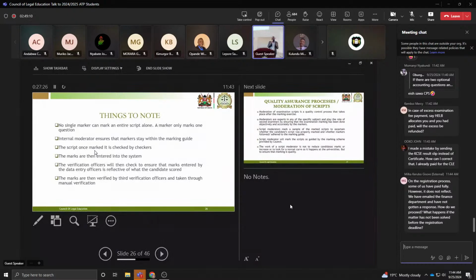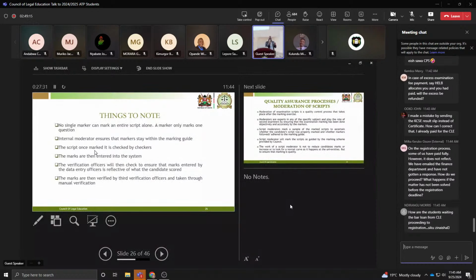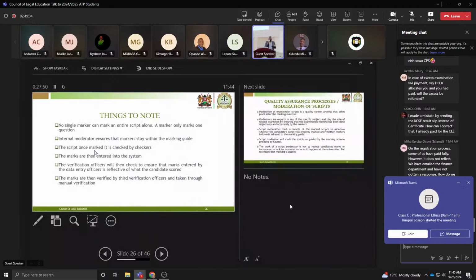And number 2, the work of a checker is also to ensure that the marks in the booklet are the marks on the cover of that booklet. That there is correct transfer of marks. Is that okay? And if there is any issue, the checker is supposed to return that script to the marker to correct, so that whatever is transferred on the cover of the booklet is what is actually in the booklet.